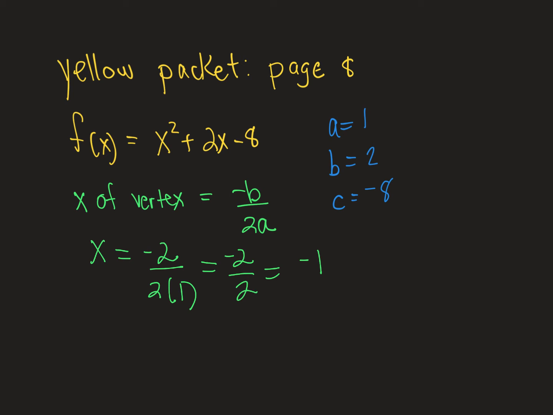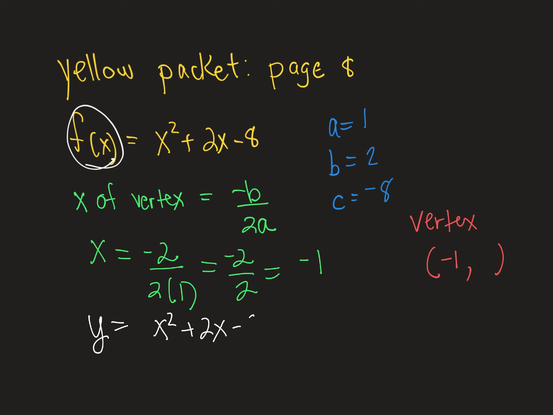Okay, so if I'm looking for my vertex, I just found that the x-coordinate is -1. And now remember that for our fourth step, to find the y-coordinate, we know that in place of f of x, we can put y. And then in place of x in our function, we're going to put in the x value that we know, which is -1.